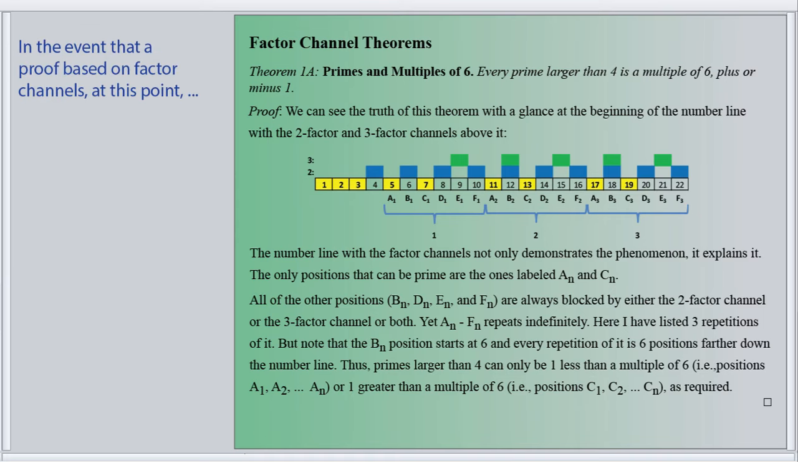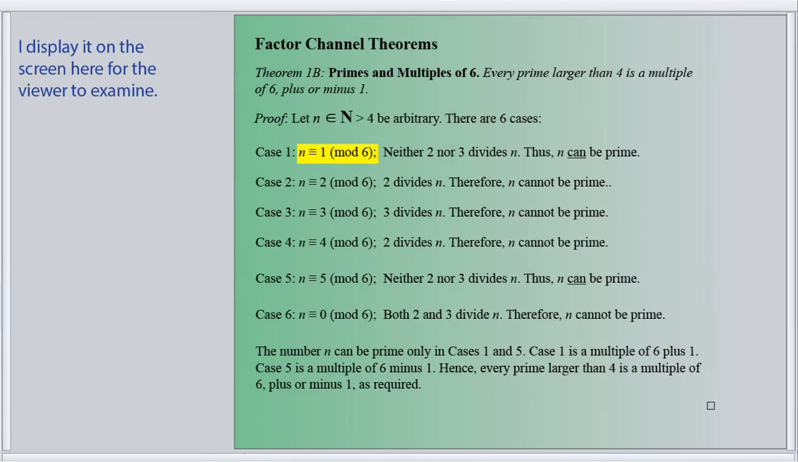In the event that a proof based on factor channels at this point is a bit hard to wrap one's head around, I have included a strictly arithmetic version that arrives at the same conclusion as Theorem 1a. I display it on the screen here for the viewer to examine. I will only mention, for those who are not familiar with the notation, that this notation is pronounced "n is congruent to 1 modulo 6" and simply means that if we divide n by 6, it has a remainder of 1.